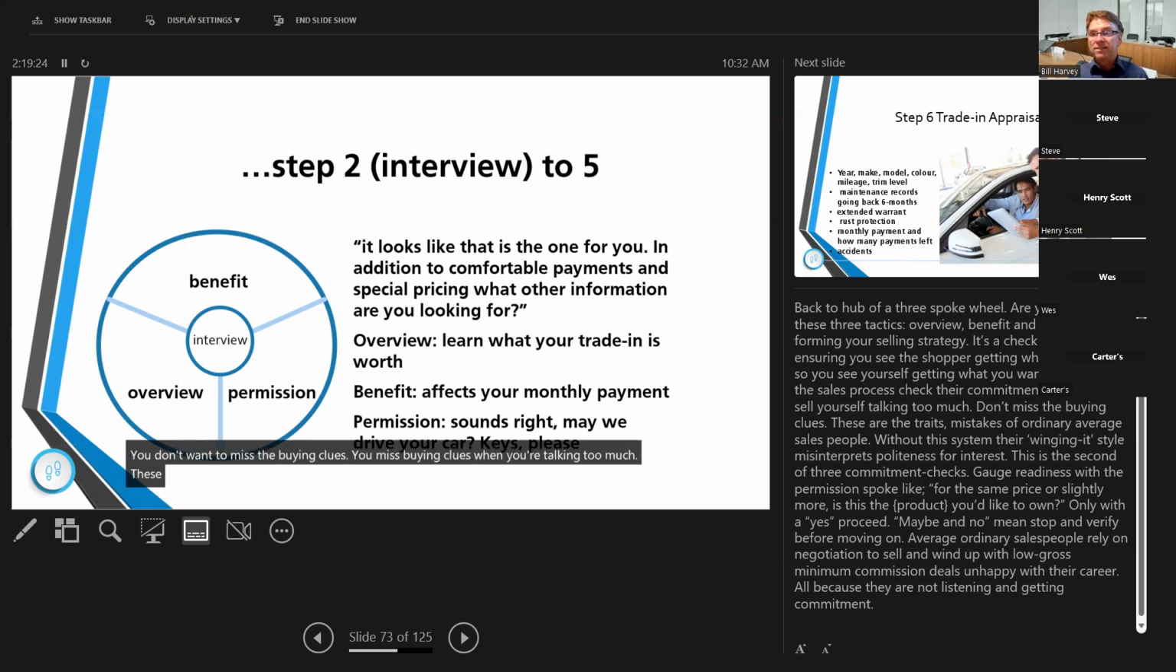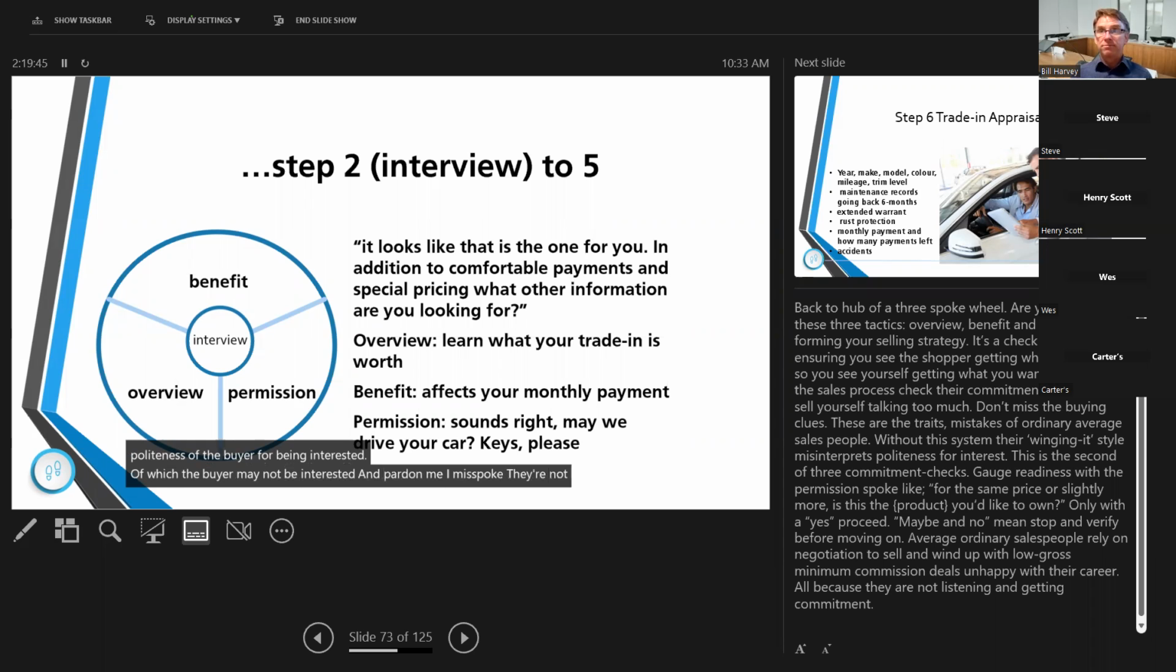These are the traits or the mistakes of average, ordinary salespeople. Without this system, or any system for that matter, their winging it style misinterprets politeness of the buyer for being interested, of which the buyer may not be interested in. And pardon me, I misspoke. They're not buyers yet. They're shoppers. Keep that in mind.